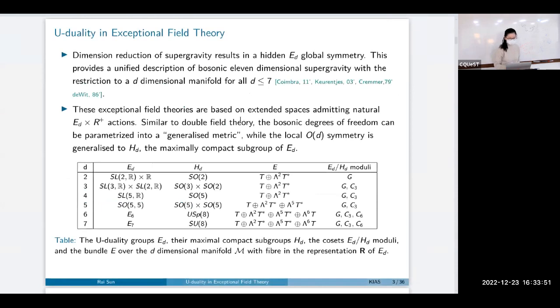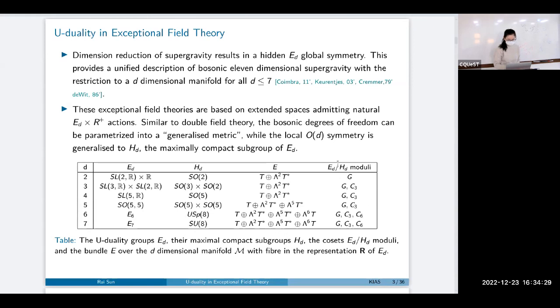So what happens in the exceptional field theory? There's the d-dimensional reduction of supergravity, let's say the 11-dimensional supergravity. Then a hidden exceptional group would represent U-duality in the manner of a global symmetry. This means that in the exceptional field theory, there's a global symmetry which is an exceptional group. For D smaller than 7, it can be represented in the table.